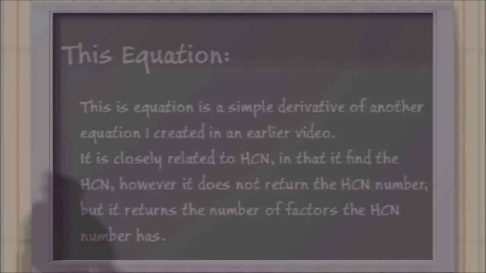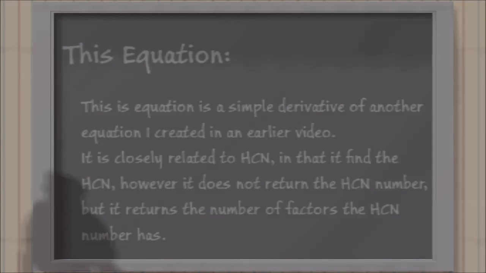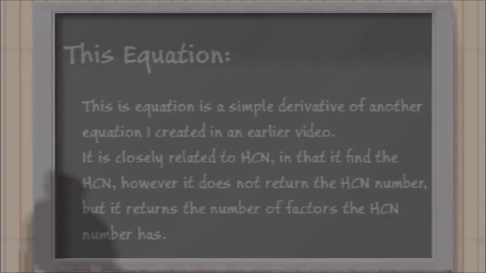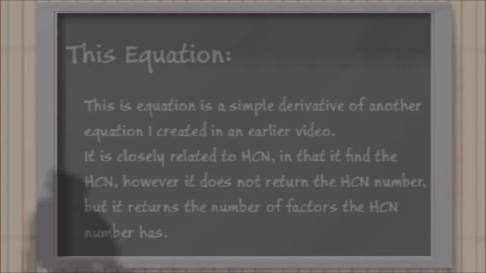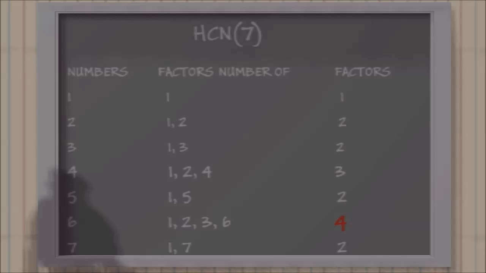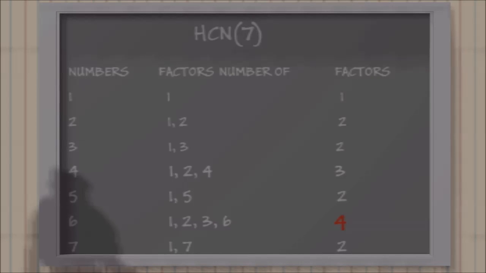Okay, this equation, the topic of this video, is actually a very simple derivative of an earlier equation I had created in another video. It is closely related to highly composite number in that it finds the highly composite number, however it doesn't return the value of the highly composite number, but it returns the number of factors that that highly composite number has. For example, let's look back at our original example of the highly composite number of 7.